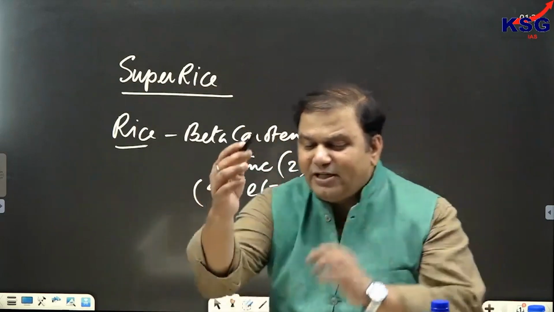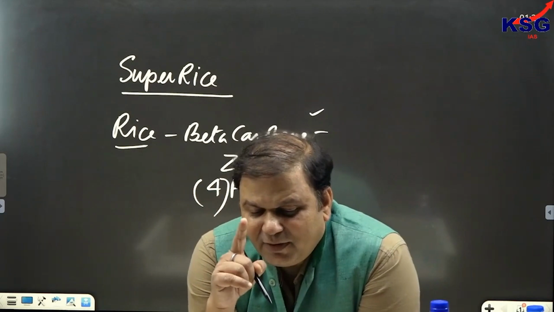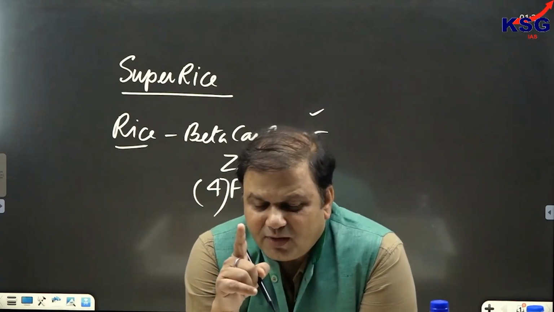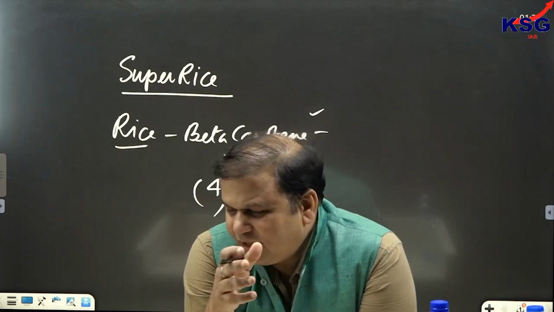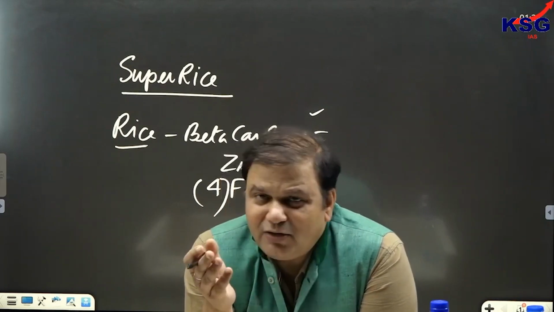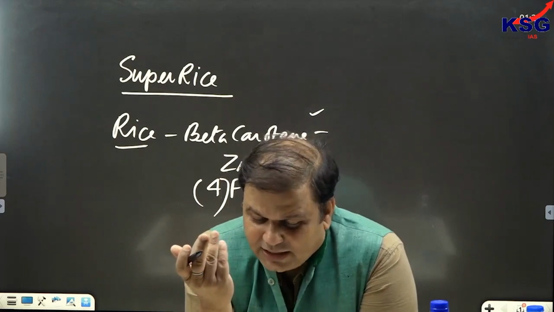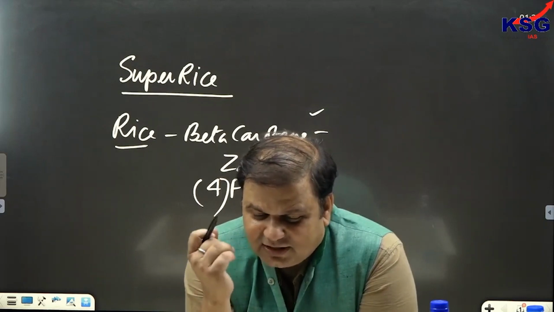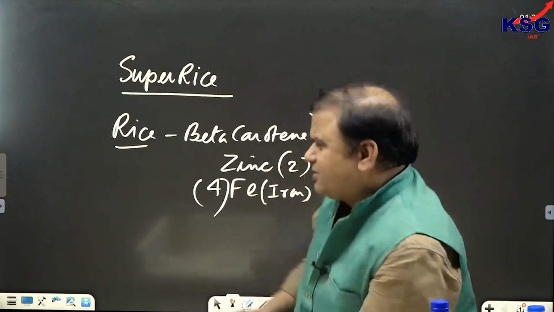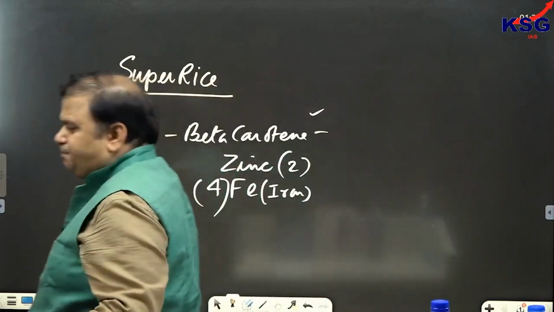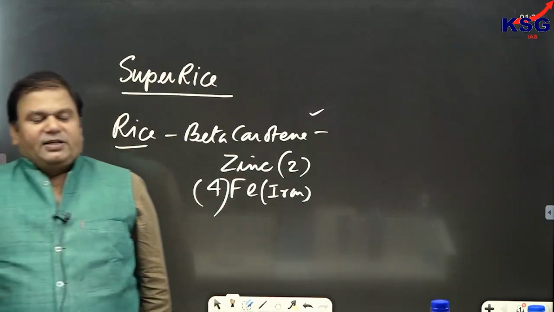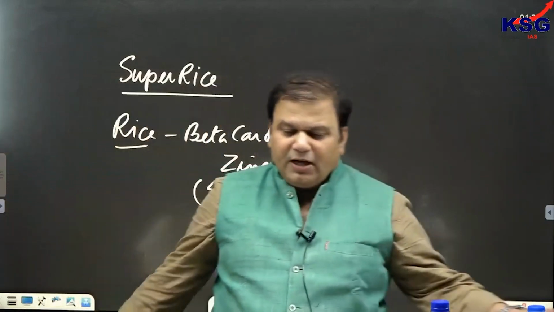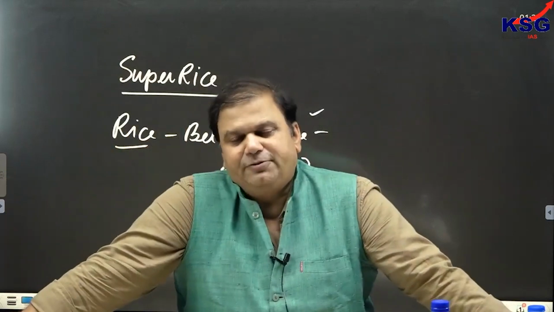Now it's not available for me and you. It's available for those areas where the children suffer from malnutrition and they consume only and only rice. For them, this is essential. Clear? You can see that in India, school children suffer from anemia. And that's why for them, a type of rice has been developed.